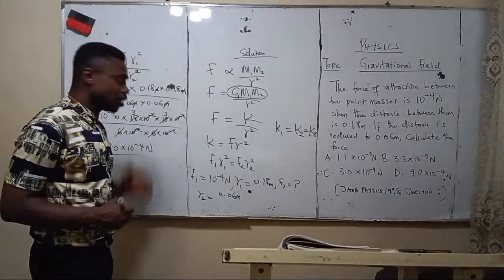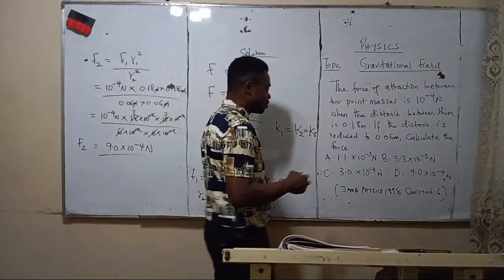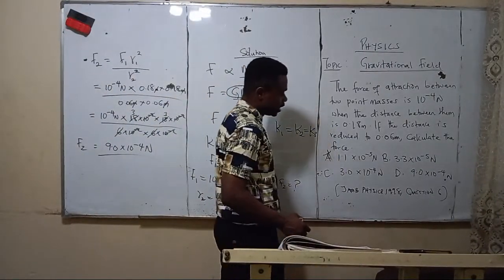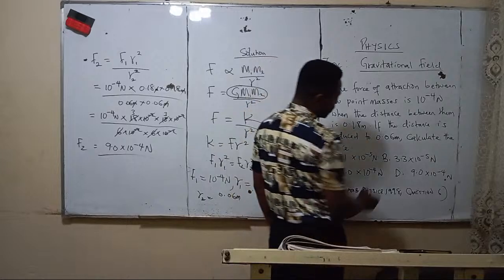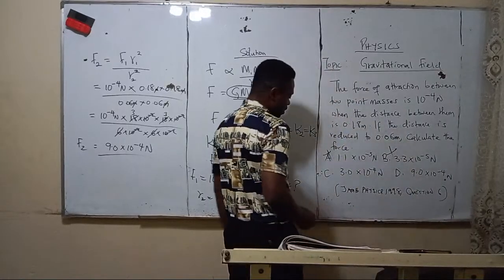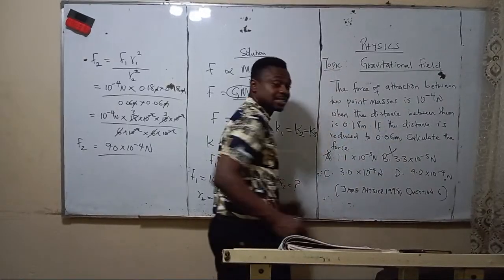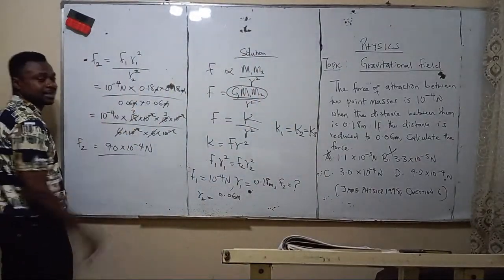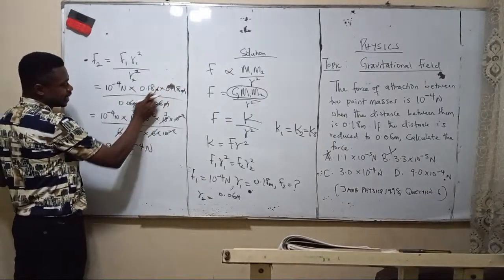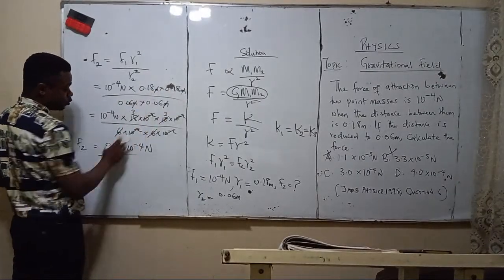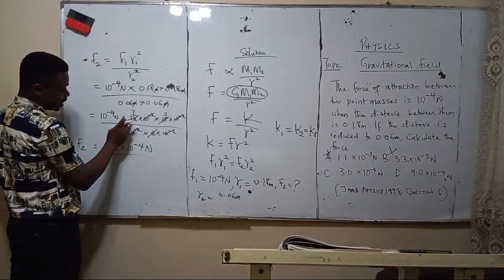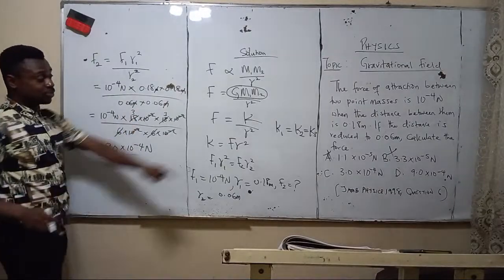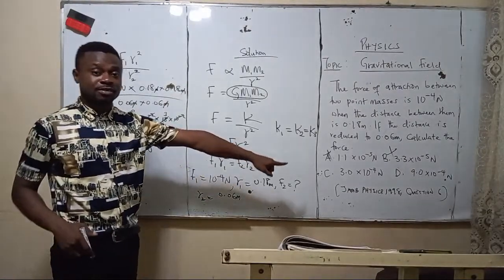So let's check the options. Option A says 1.1. It's incorrect. It's wrong. B, 3.3 is wrong. C, there's something about this. Be careful. If you mistakenly forget to square this thing, you will get this divided is 3. You get 3 times 6 power minus 4. So be careful.